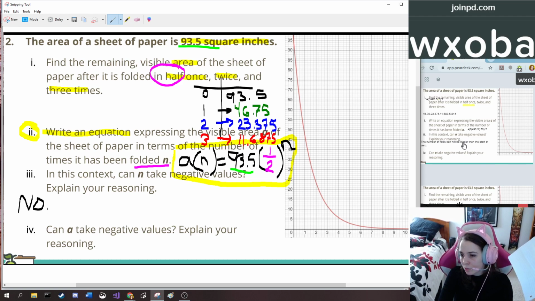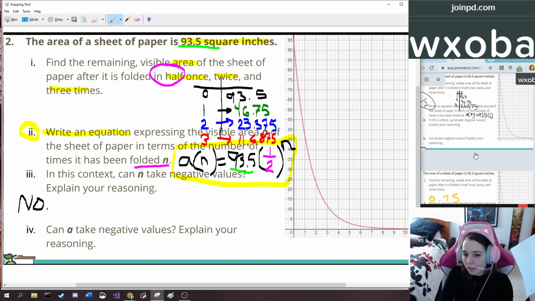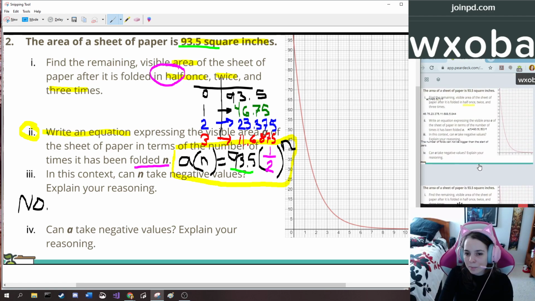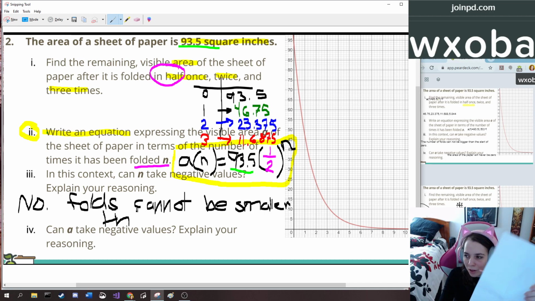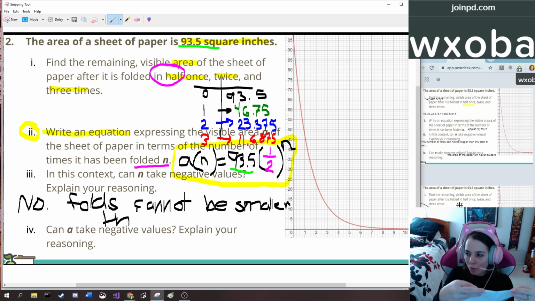So to change this phrasing here, the values cannot be negative. So folds cannot be smaller than 0, because I either didn't fold the paper at all, or there's one fold or two folds, but I can't have negative folds. That doesn't make any sense.